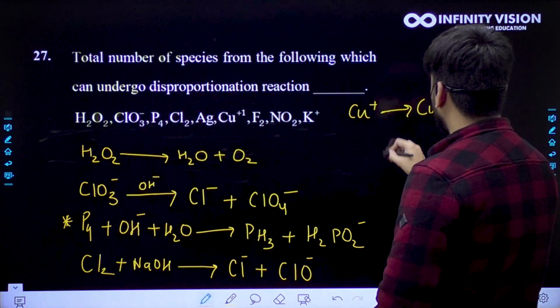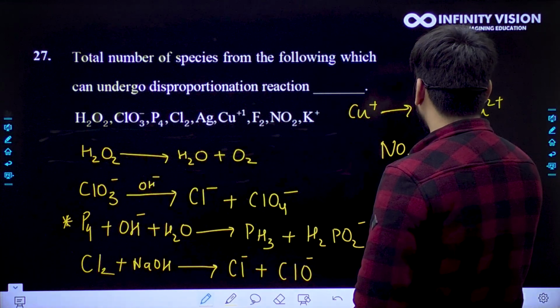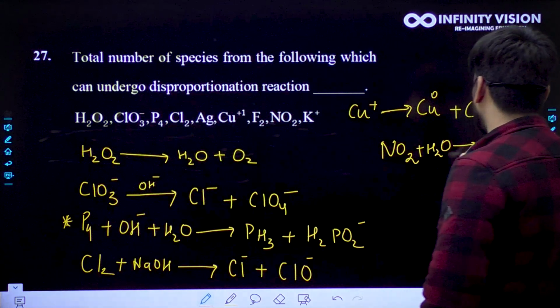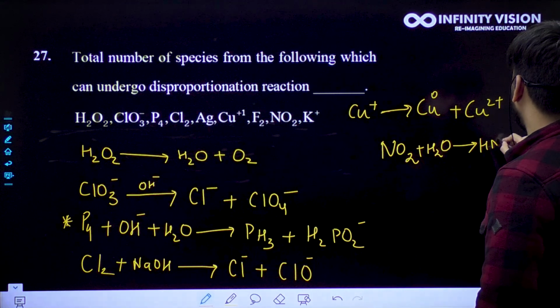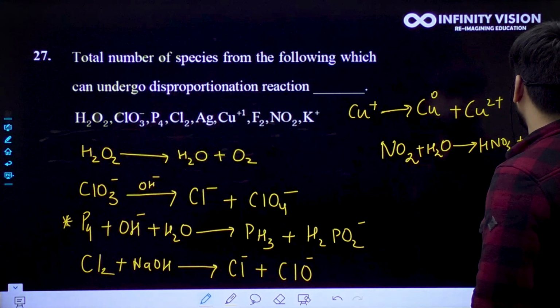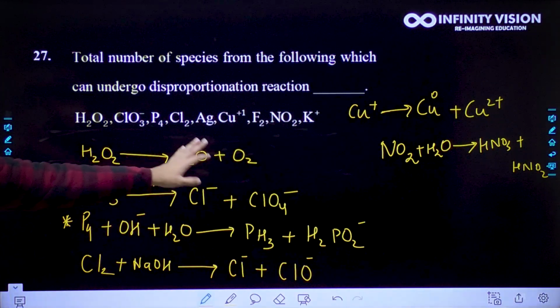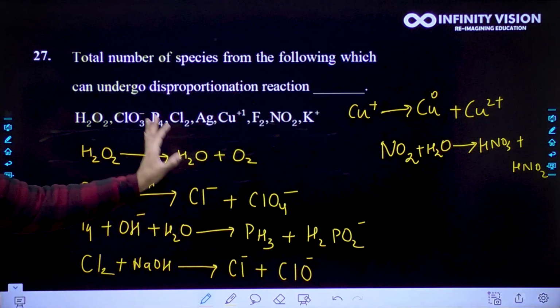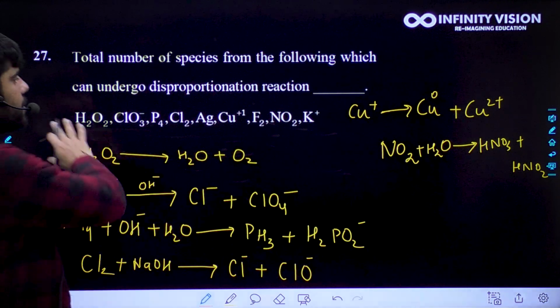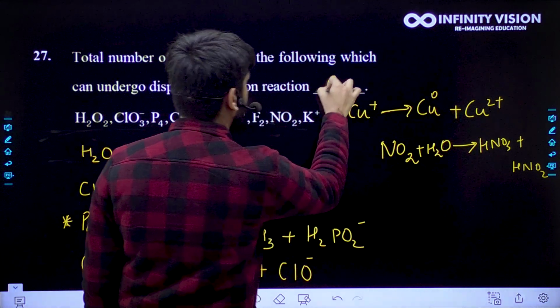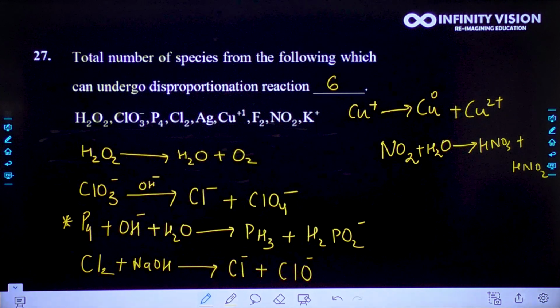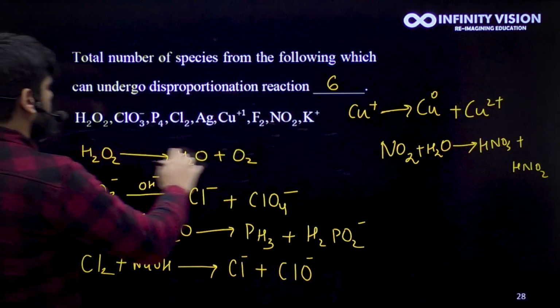Regarding NO2, upon hydrolysis, what do we get? We get HNO3 plus HNO2. This is again an example of disproportionation reaction. So these 6 species undergo disproportionation reaction among these. So 6 is the right answer. Clear? All right, let us discuss the next question.